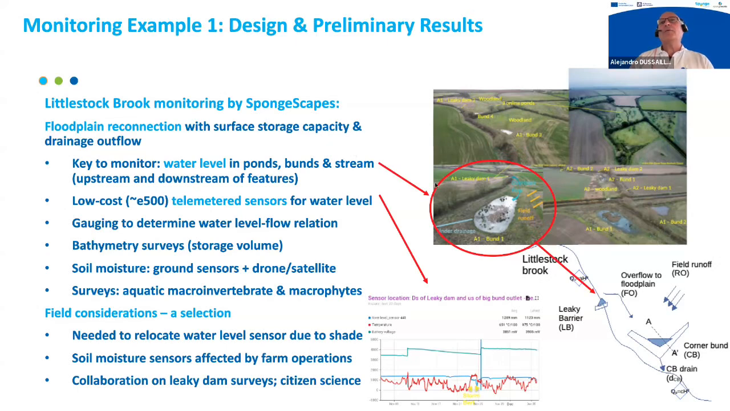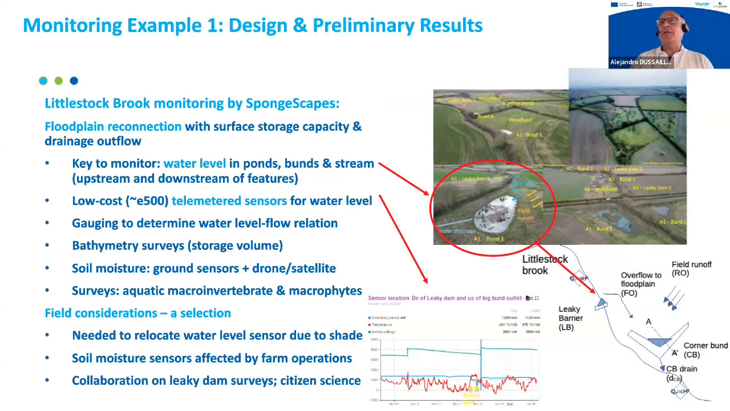Just to show more or less what is the idea, there's a woody leaky dam here, and in this diagram is this one here. It creates a backwater effect, overflows, there's overbank flow that goes into this field corner bund that also receives field runoff. We are monitoring the water level and the change of storage volume because of sedimentation in this bund. You can see there's a population already of macrophytes there, and what is going on with the drainage going back to the stream. So how quickly or not these systems drain.